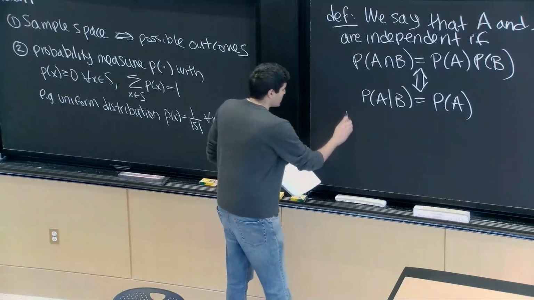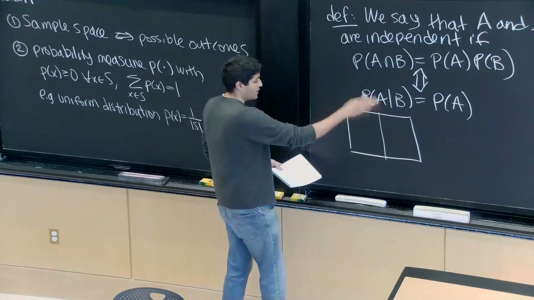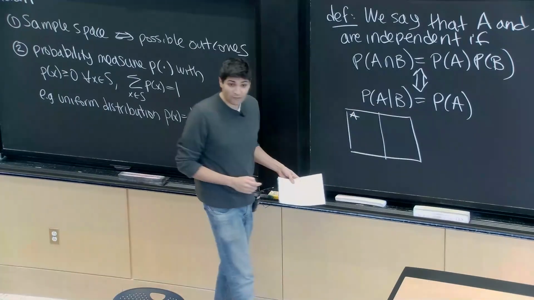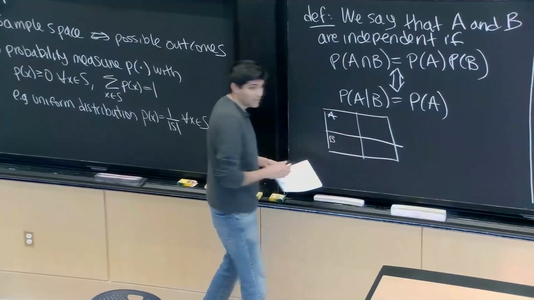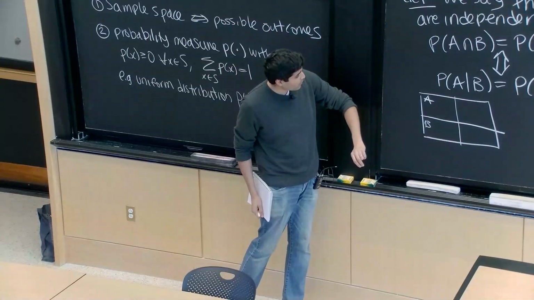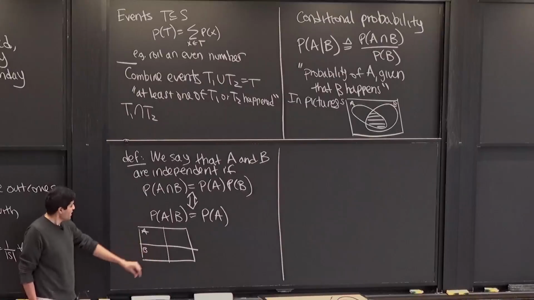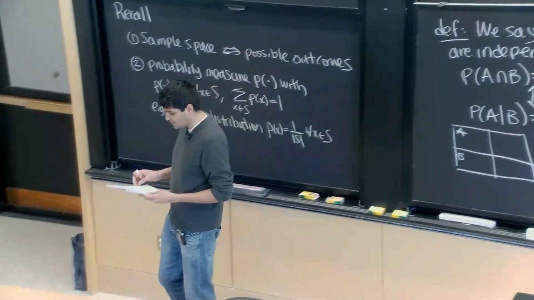So in my dartboard example, in pictures, I might have my entire rectangle represent S. I might have this left half represent A, and maybe this bottom half represent B. If I look at the probability of A, that's how much area this rectangle for A takes up out of the entire rectangle. But then when I condition on B, it doesn't change what that fraction is. So this is one way to think about what independence is.